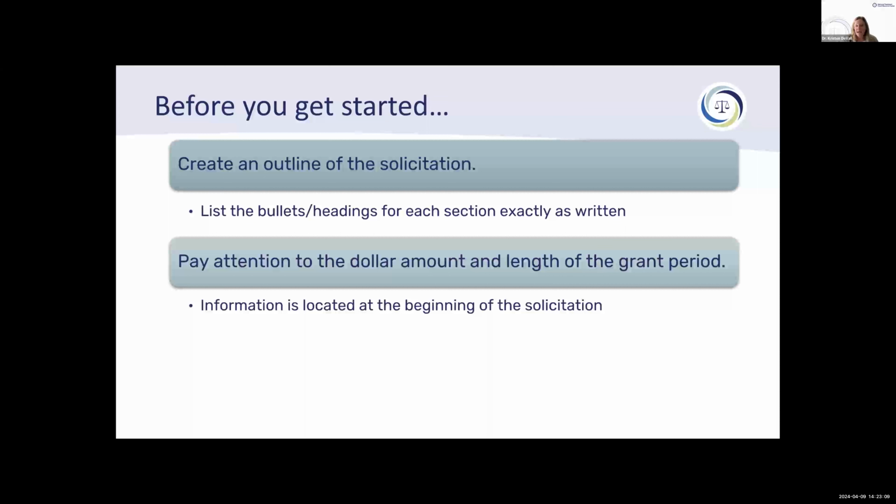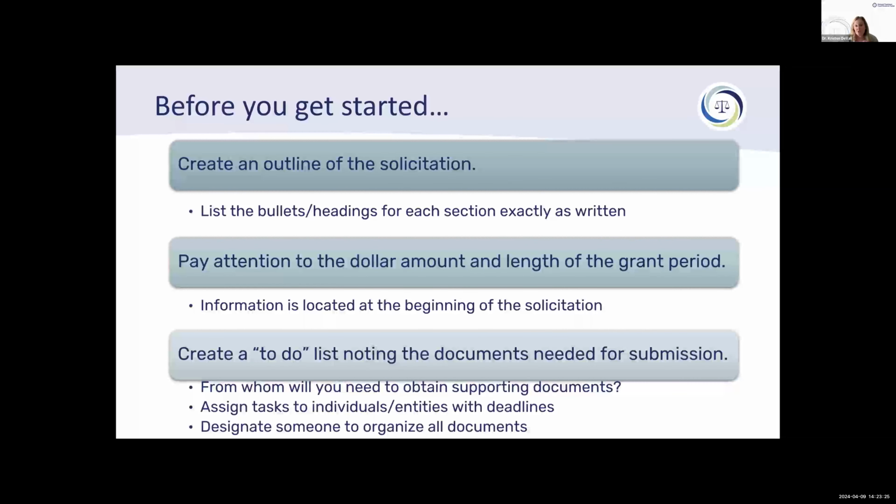Also pay attention to the dollar amount and the length of the grant period. As I mentioned earlier, this is 48 months for both category 1 and 2. And then depending on which category you're applying for, there is a different maximum dollar amount. You don't have to ask for the maximum, but you certainly don't want to go over.